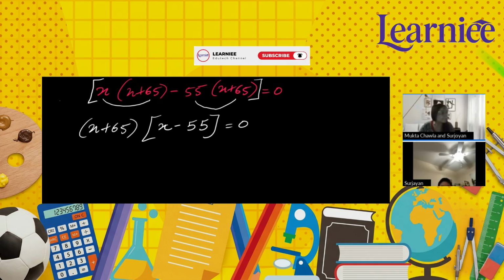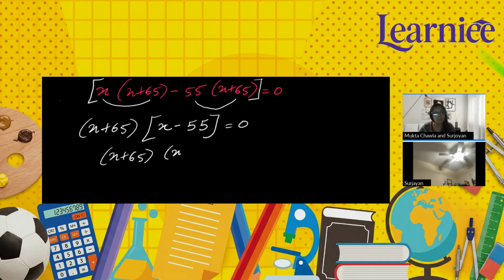Yeah, it's fine. I got it. Okay. Means we did nothing. We simply took the common value out. And what is the common value over here? That is the pair, x plus 65. Got it? So what did I get? x plus 65 and x minus 55 is equal to 0.